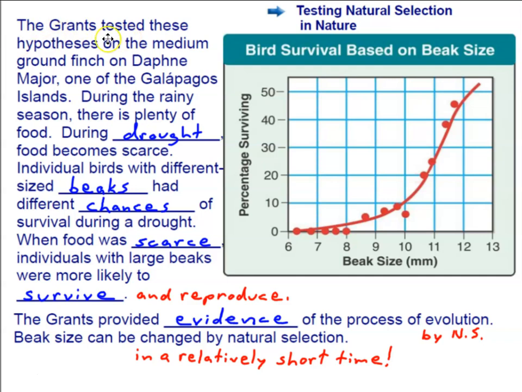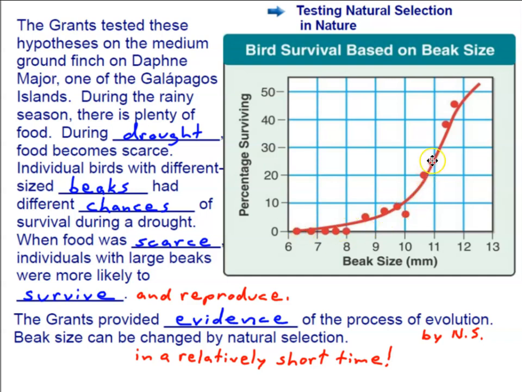So the Grants traveled to the Galapagos Islands, and they tested the medium ground finch on Daphne Major, one of the islands. And they observed that during drought, food becomes scarce, as you might imagine, and individual birds with different sized beaks had different chances of surviving during the drought. So when food was scarce, what they discovered was that birds with larger beaks were more likely to survive and reproduce and pass on their genes for larger beaks, or their alleles for larger beaks. So larger beaks were selected for in the population.